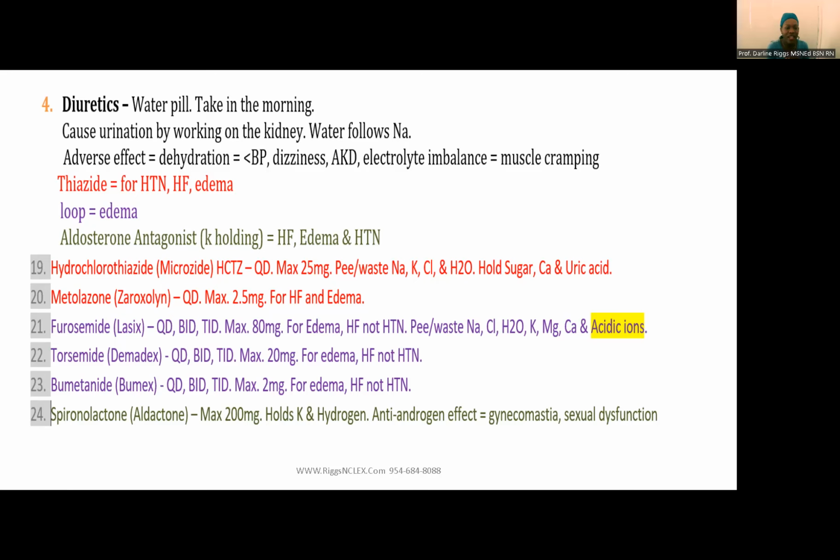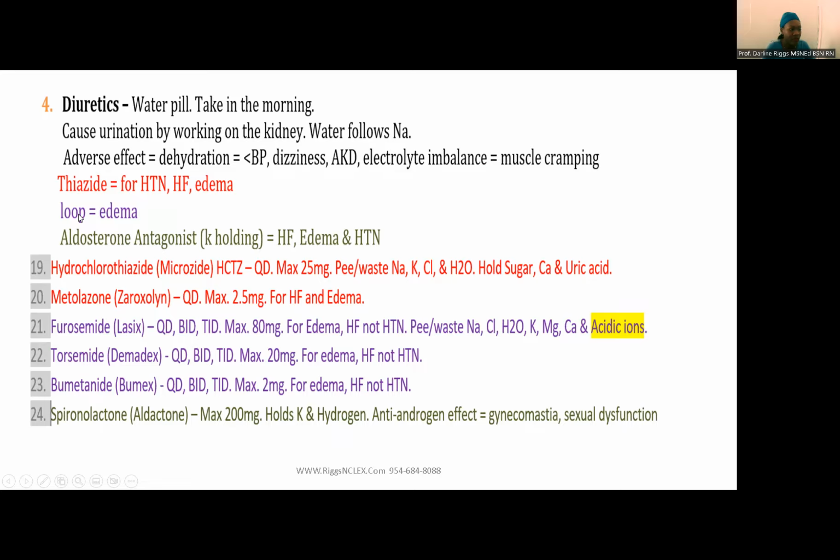So let's do thiazide first. The thiazide diuretics we would use for your hypertensive, heart failure, and edema clients. It's going to lower the blood pressure and pull out all that fluid. Their kidneys are working beautifully. They're going to urinate all of that out, especially in right-sided heart failure. We would use the loops if we're just dealing with the edema.